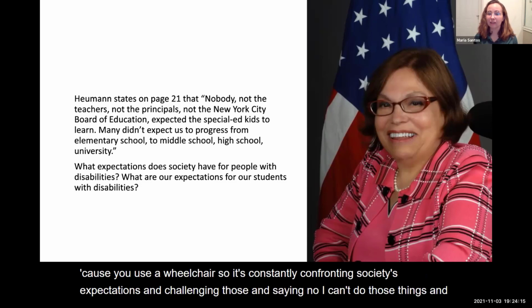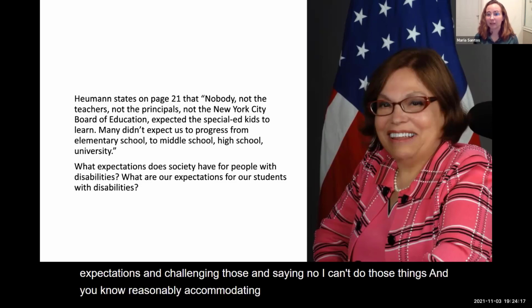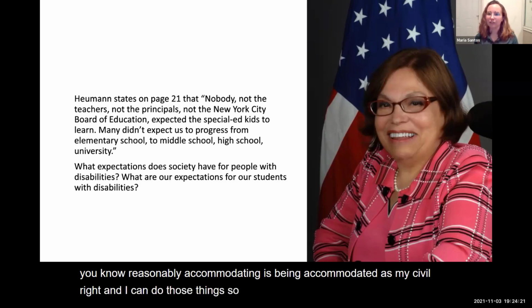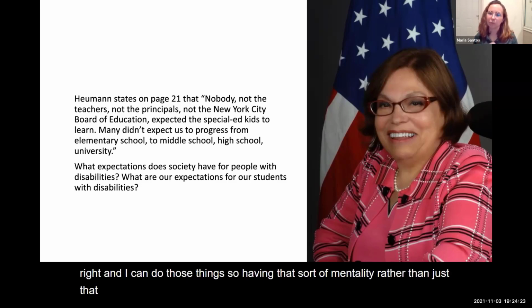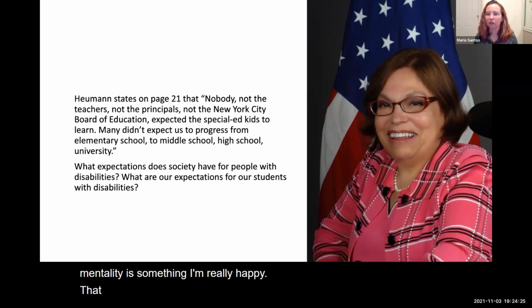Reasonably being accommodated is my civil right, and I can do those things. So having that sort of mentality rather than just that no mentality is something I'm really happy that she highlighted in the book.